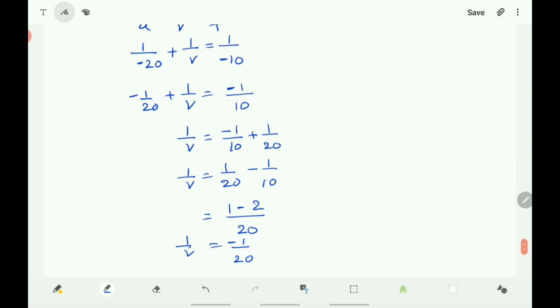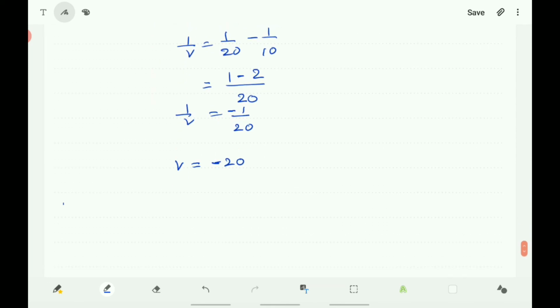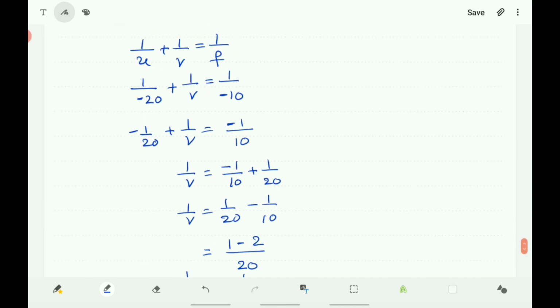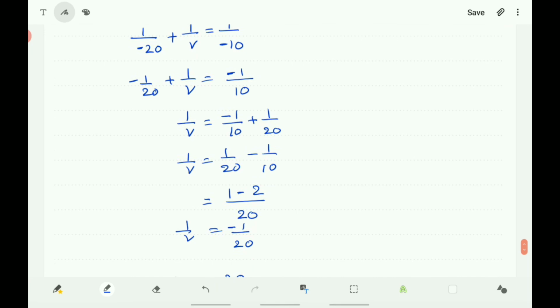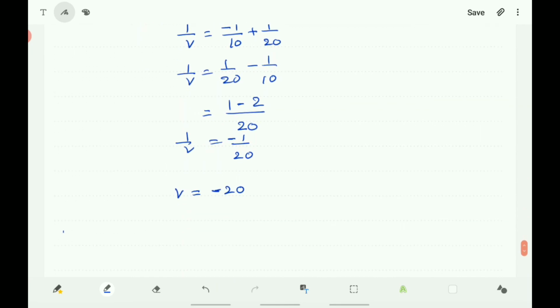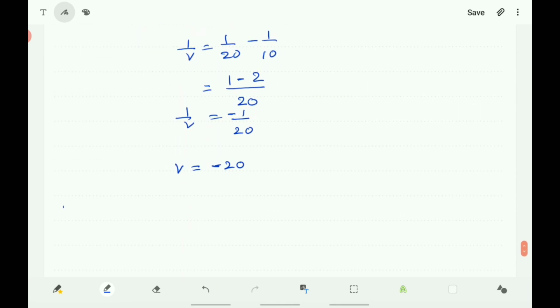So the position of the image is minus 20, means the position of the image is in front of the mirror 20 centimeter away from the pole, and here v is negative, means it is real and inverted image.